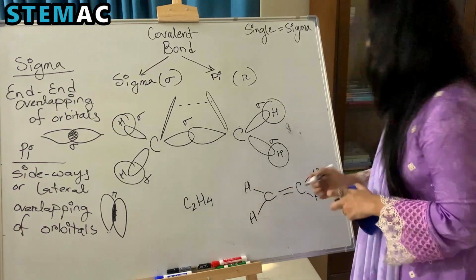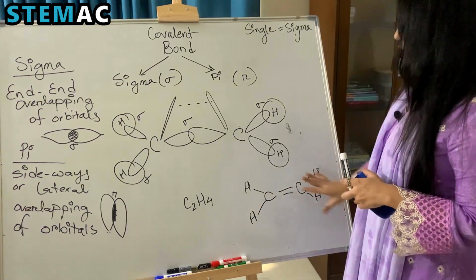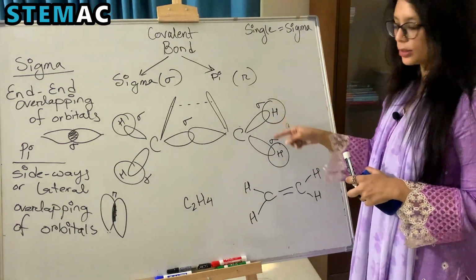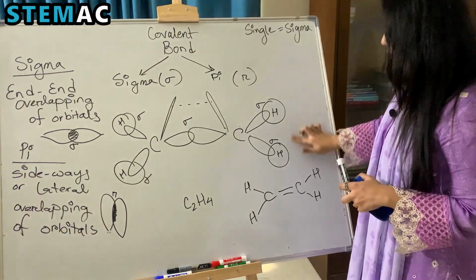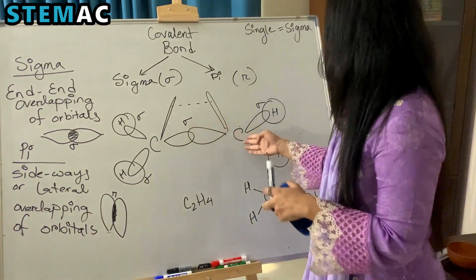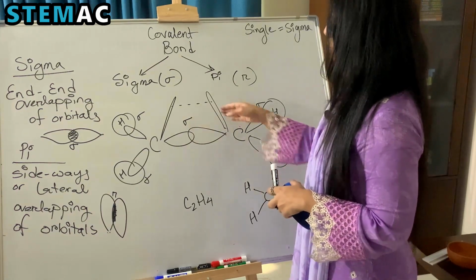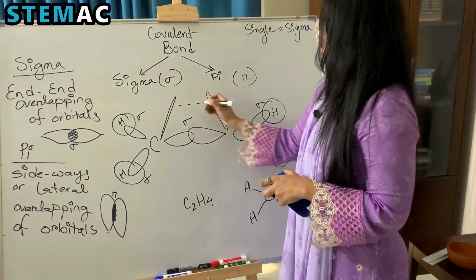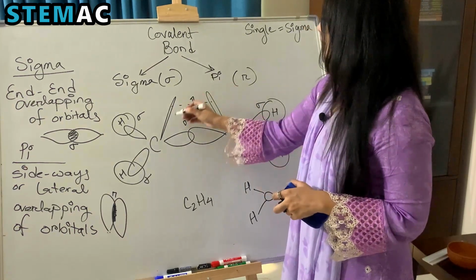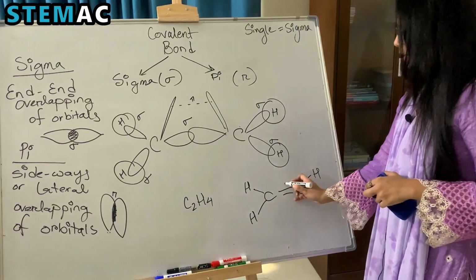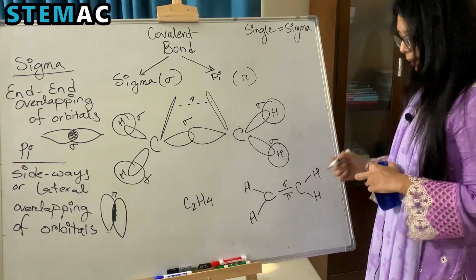So here we see the 2 hydrogens on either side. This is the p orbital of carbon, this is the s orbital of hydrogen, and likewise. And here 1 p orbital of the carbon atom has formed the sigma bond. Okay, so what is this? This is a pi bond, which the other p orbital of the carbon atom is forming. So one of them is sigma and the other is pi.